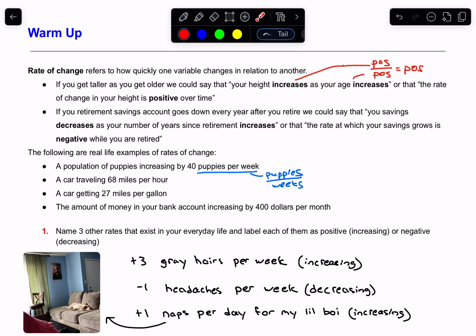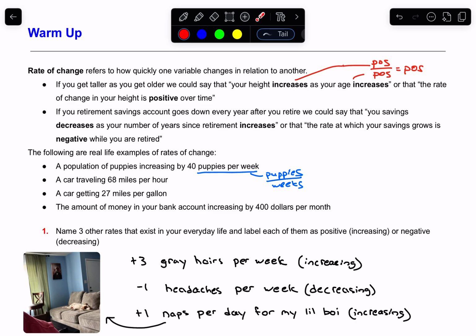So, opposite example, when you retire, hopefully you'll have some savings for retirement. And when you retire, that savings will probably go down every year after you retire because you're using it for retirement. That's why you saved it, right? And so we could say that your savings decreases as your number of years since retirement increases. Or we could say that the rate at which your savings grows is negative while you are retired.